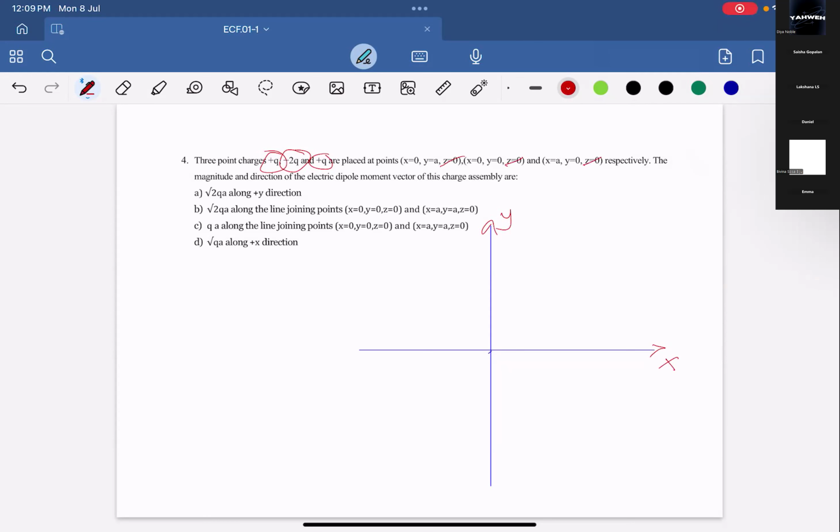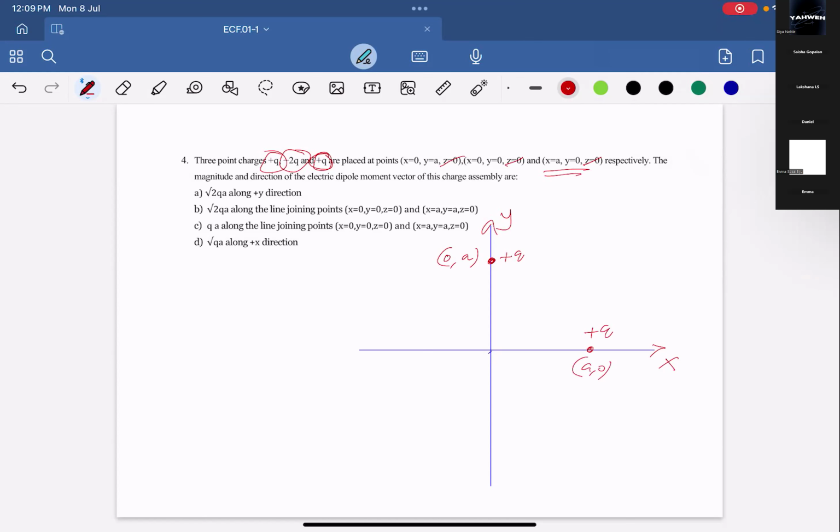I'm going to put the charges. Where are the charges put? Plus Q is placed at which location? Plus Q is placed at 0, A. 0, A means somewhere here. This location is called 0, A. Right there I'm placing a plus Q. And look at the next plus Q. That is placed at which location? X is equal to A, Y is equal to 0. A, 0 must be here. This is my second plus Q.